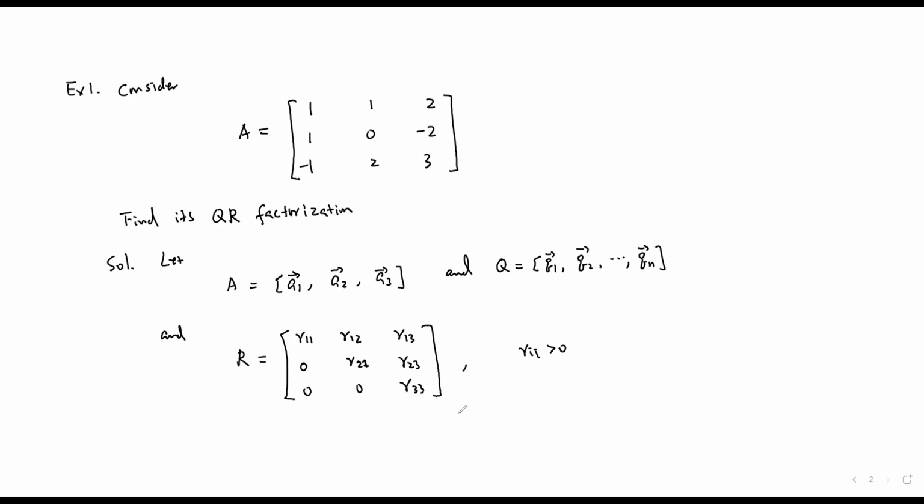Now what I want is to determine all the entries in the matrix R, and also determine all the columns in Q. How to do that? Step one. I first determine the first column of Q and the first column of R.